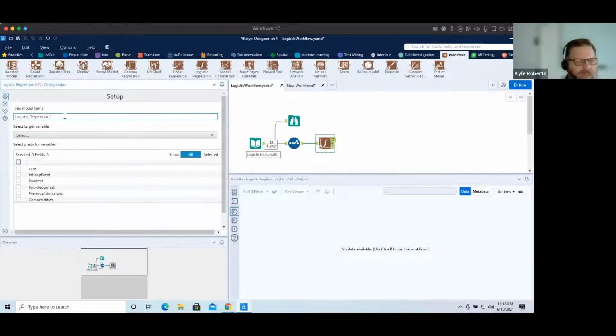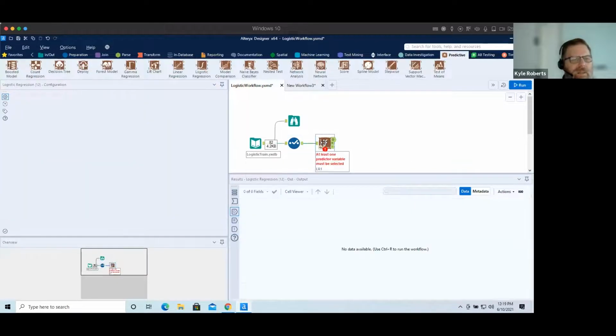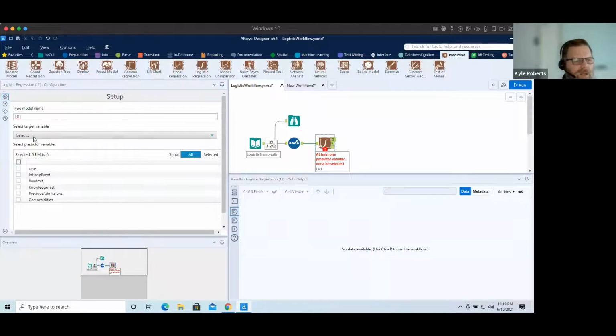So I'm going to call this LR1. I always like to name my model so that I know in future references. I want to select as my target variable readmit. Now, if you'll notice, when I click on select target variable, the only variable that appears is readmit, even though I have a whole bunch of variables in my data set. The reason is that if we go back to our select tool, that's the only one that's an actual string. And remember, I told you before, whatever your outcome variable is, it has to be a string, with 2 cases.